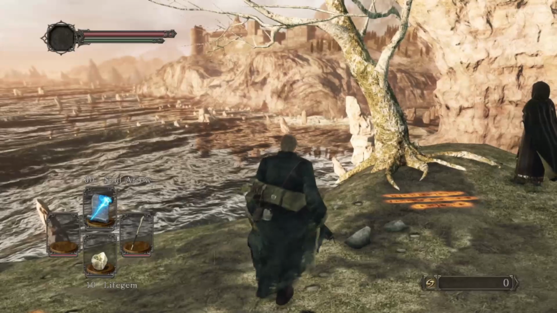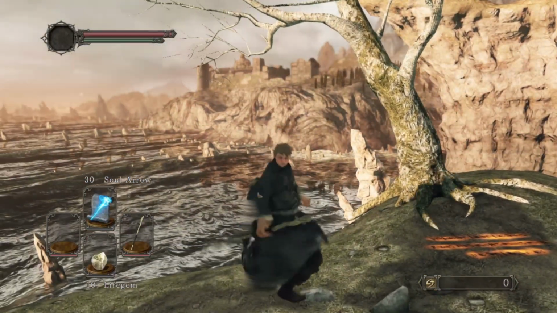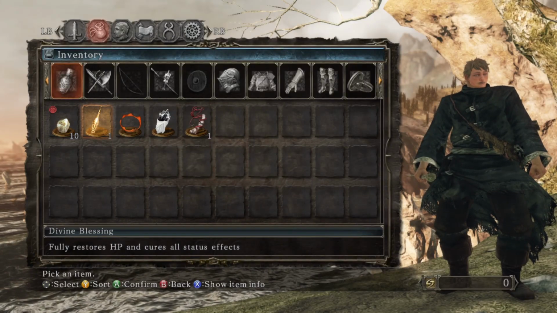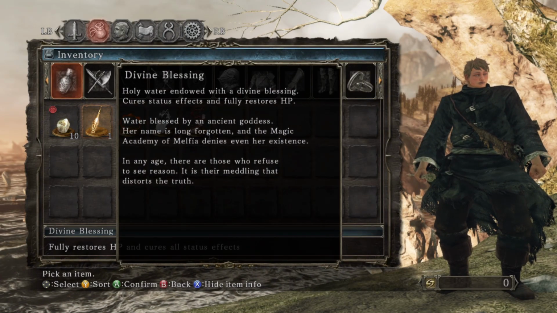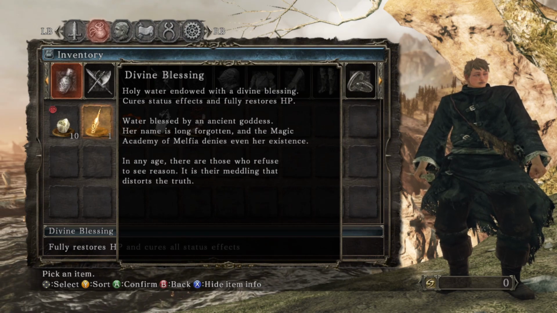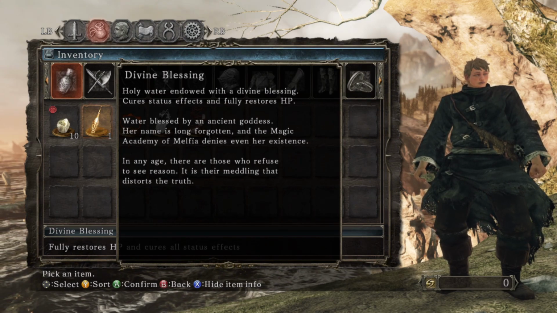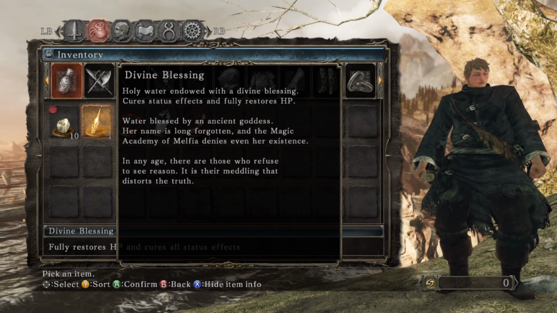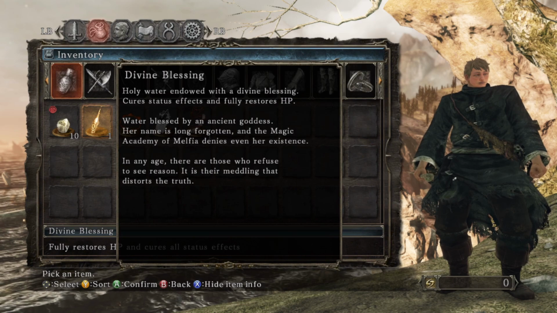And this aspect is intentional, and it is found stated clearly in Dark Souls 2 with the divine blessing of that game. "Water blessed by an ancient goddess, her name is long forgotten, and the Magic Academy of Melfia denies even her existence. In any age there are those who refuse to see reason, and it is their meddling that distorts the truth." But what is the truth of Lordran?